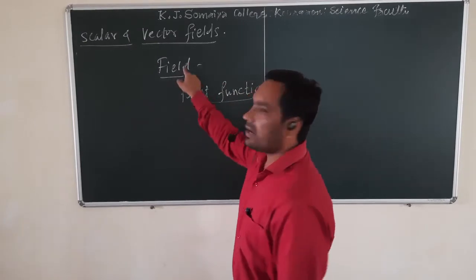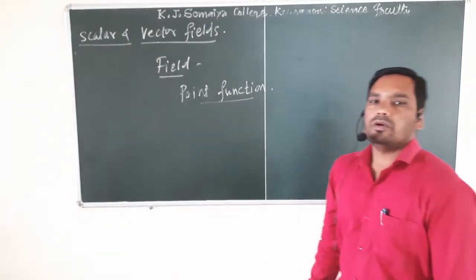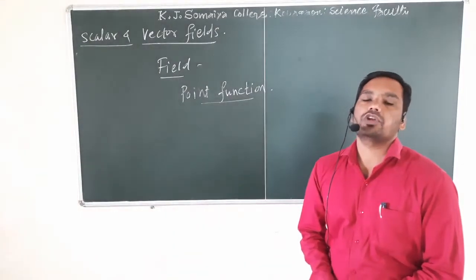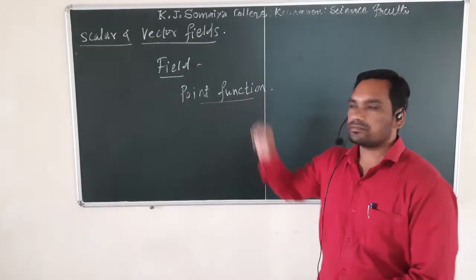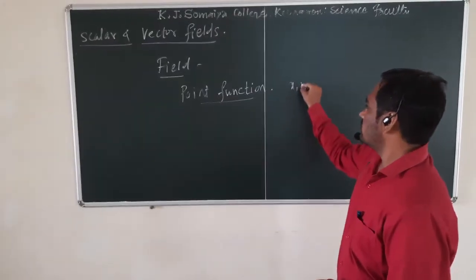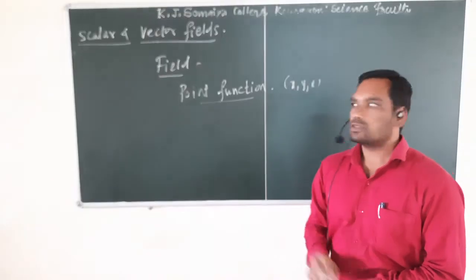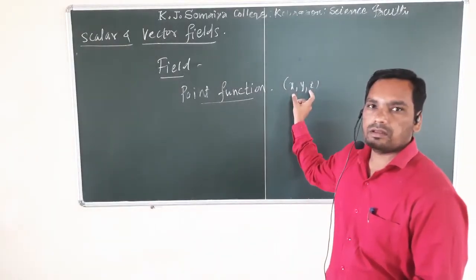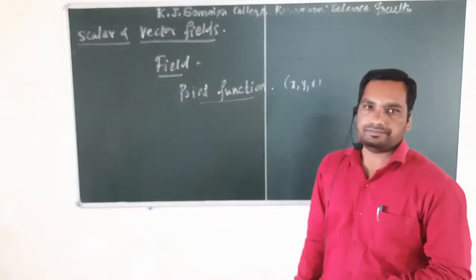To specify any field, we need a point function. What is meant by a point function? A point function is a function of space coordinates. What are those space coordinates? Suppose x, y, z are the space coordinates. So a point function is a function of x, y, z, which specifies that physical quantity.